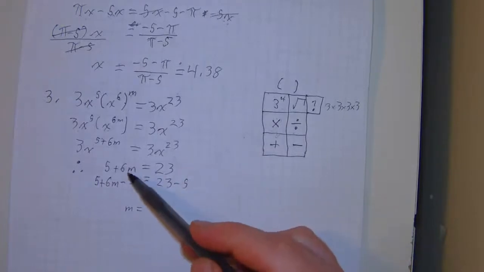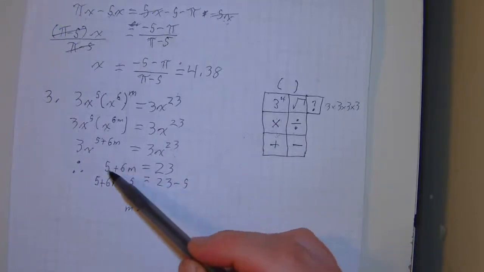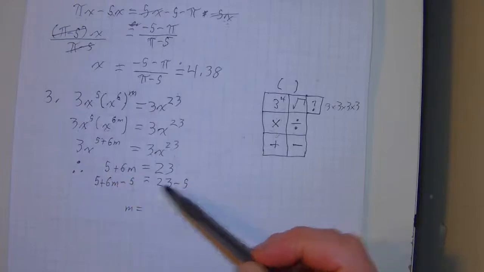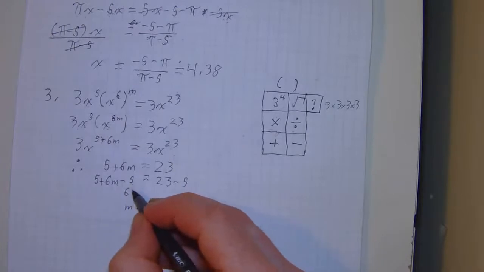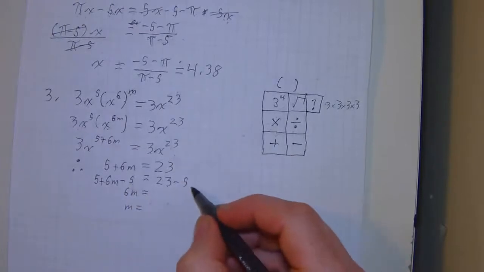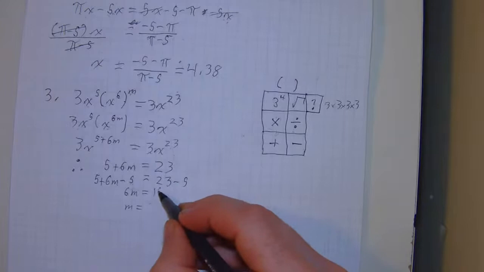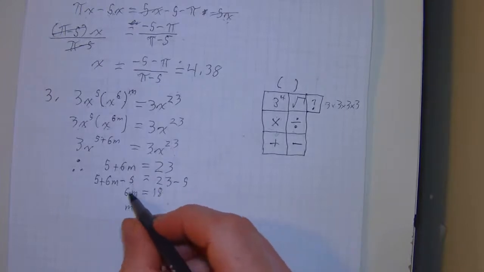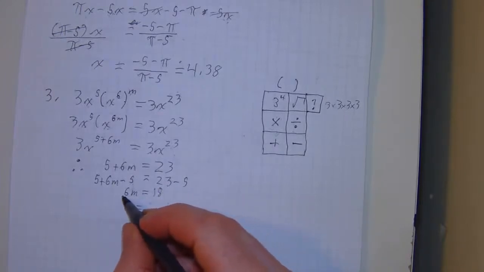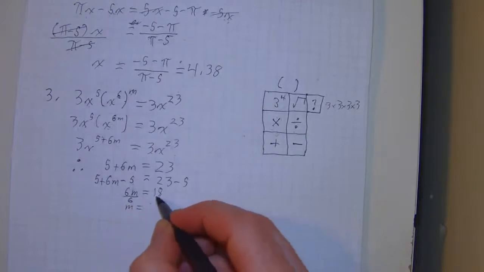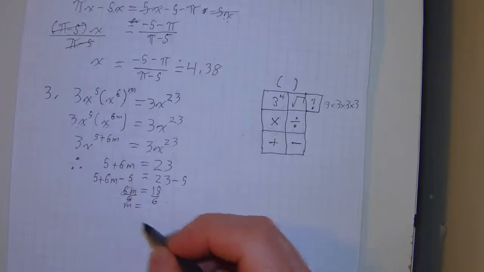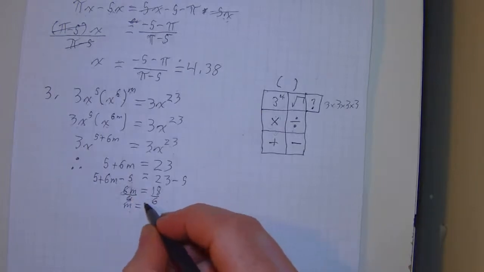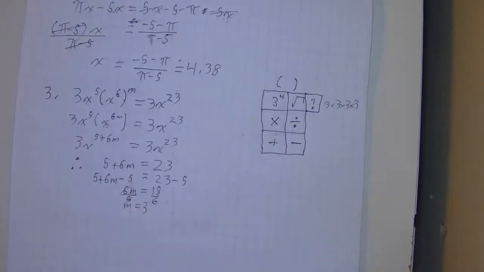All right. So I want to get the m isolated all by itself. So I'm going to subtract 5 from both sides so that 5 minus 5 is 0. All that's left is 6m. On this side, 23 minus 5 is 18. I just want m. I don't want 6m. So I'm going to do the opposite operation, which is to divide. 6 divided by 6 is 1. 1 times m is m. 18 divided by 6 is 3, as many of you are saying in the chat.